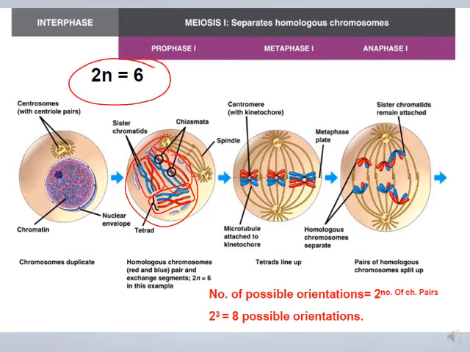Here 2n equals 6. So the number of possible orientations is 2 to the power of the number of chromosome pairs. How many pairs do we have? 3. So 2 to the power 3 is going to equal 8.